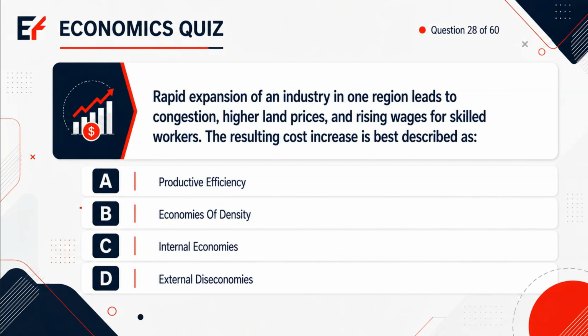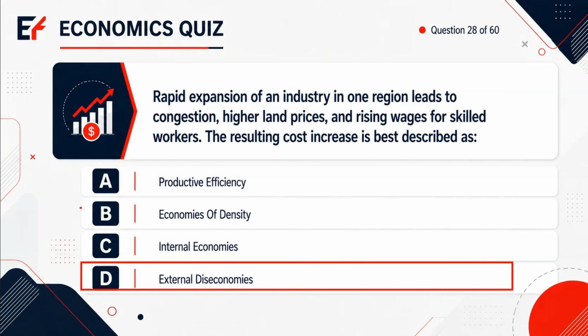Question 28. Rapid expansion of an industry in one region leads to congestion, higher land prices, and rising wages for skilled workers. The resulting cost increase is best described as A. Productive efficiency, B. Economies of density, C. Internal economies, D. External diseconomies. The correct answer is D. Let's identify the source of the higher costs.